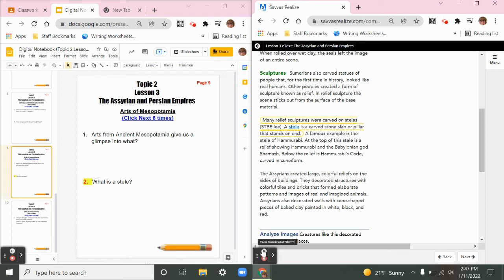Page 9 on your digital notebook, number 2. What is a stele? Notice it is yellow. It is a quiz question. The answer is circled in yellow in your Savas e-textbook.